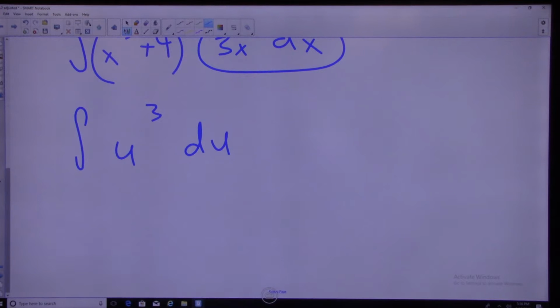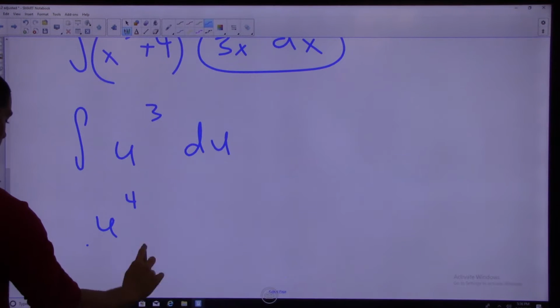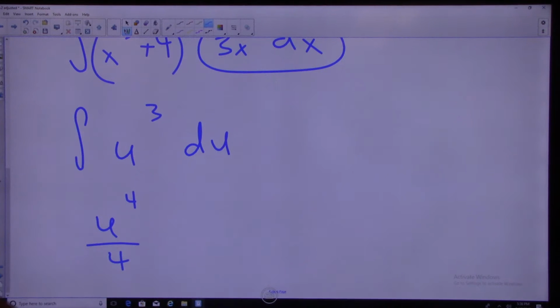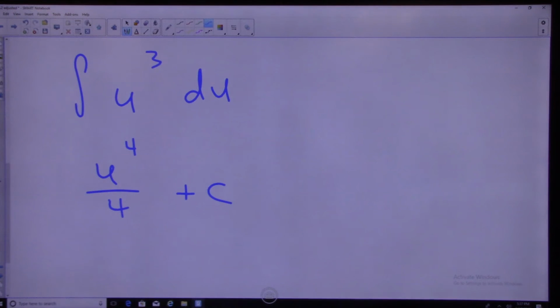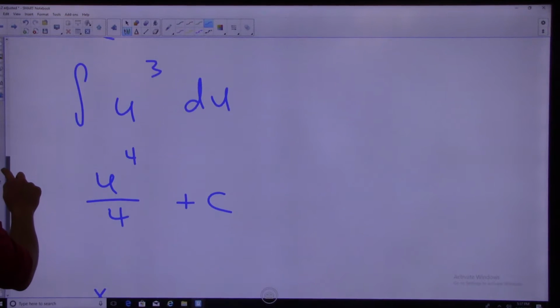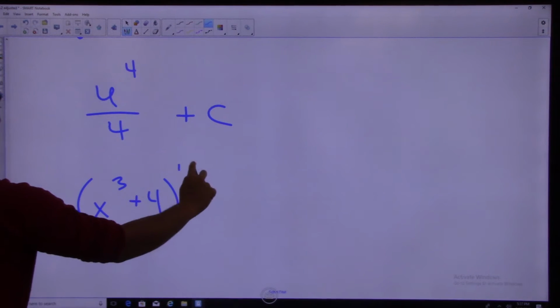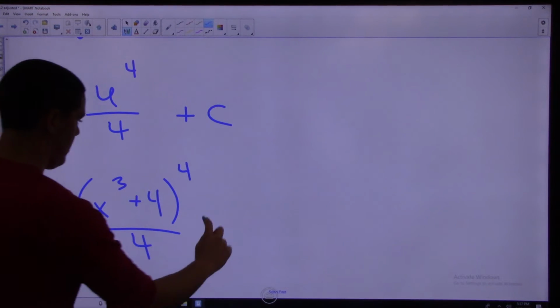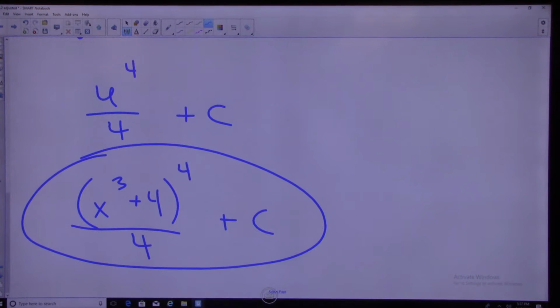So this is pretty simple as long as you let u equal the right thing. Now, just using the antiderivative, you add 1 to the exponent and divide by the new exponent, so it's u to the 4th over 4, and the du goes away when we take the antiderivative. But the one thing I'm forgetting is my plus C. The only thing left to do is to plug in what u was initially, which was x cubed plus 4. So it's x cubed plus 4 to the 4th over 4, plus C. That right there is my answer. Circle that, we're done there.